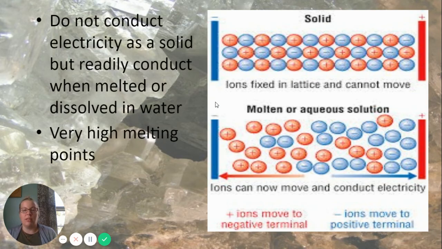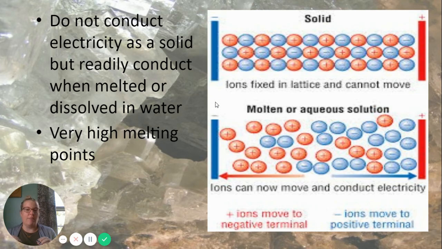When you melt it, that very organized lattice actually breaks, and then you have free-floating ions all over the place. Molten ionic compounds or solutions of ionic compounds are excellent conductors of electricity, because then your ions are free floating all around and the electrons can move willy-nilly and conduct that electricity.